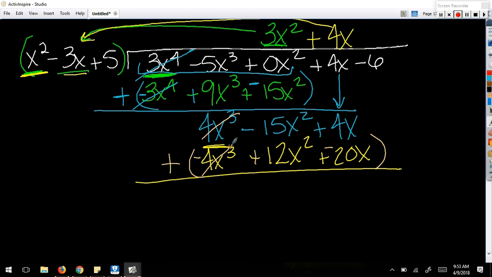How many x squareds do I have? Negative 3, that's right. How about x's? Negative 16. Take a guess on what I do next. Bring down the next term.